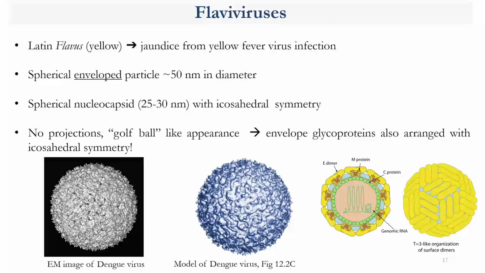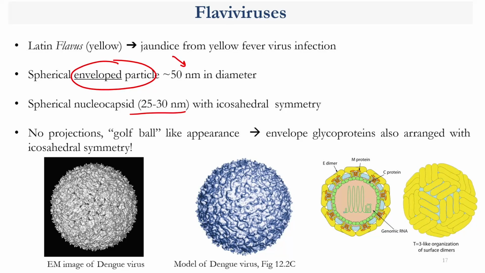Next thing we're going to look at is flaviviruses. The name comes from flavus in Latin, which means yellow, and it was called flavivirus because it can cause things like jaundice from yellow fever infections, okay? It's a spherical enveloped particle, slightly larger than picornaviruses, so in this case it's about 50 nanometers. The nucleocapsid inside is smaller, about 25 to 30 nanometers, has an icosahedral symmetry, and it's spherical, okay?